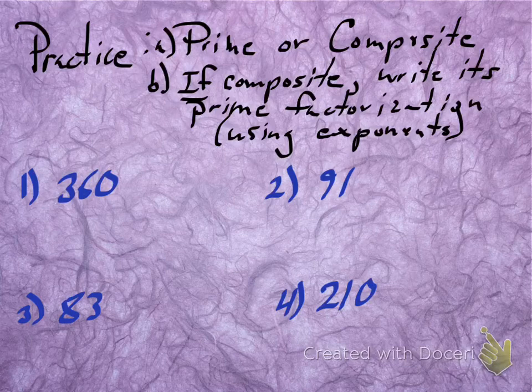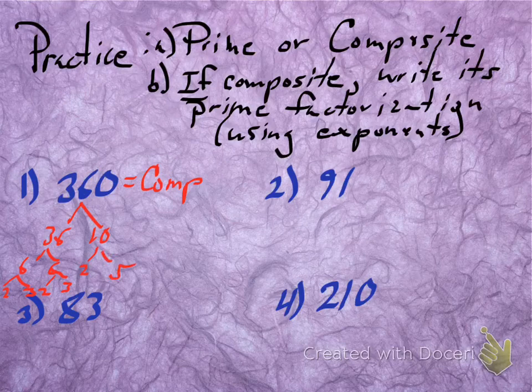All right. I think we're ready to go. The first one is obviously composite, right? It ends in a 0, it's even, it's got all kinds of things that divide it. I would break it into 36 times 10, and then 36 I'd probably break into 6 times 6, and the 6 breaks down into 2 times 3. We're out of room here. The other 6 also breaks into 2 times 3, and the 10 breaks into 2 times 5. Oh my gosh, we fit it in.